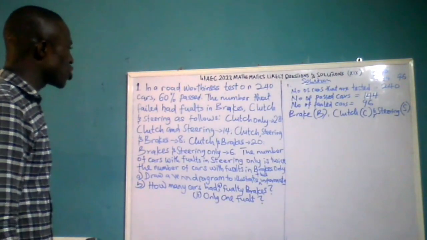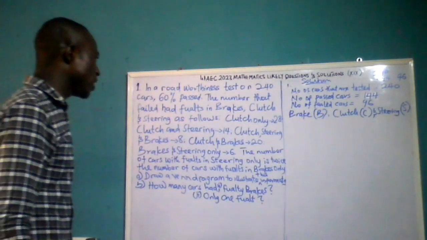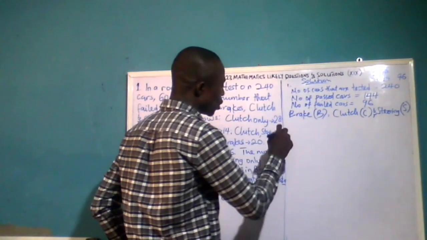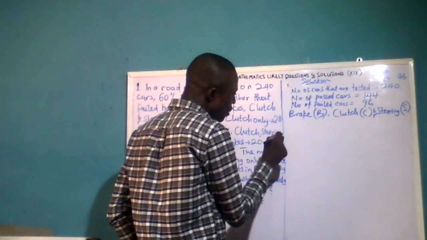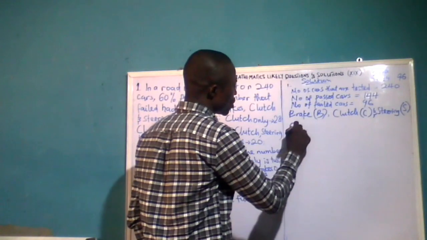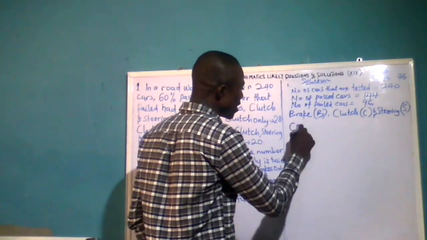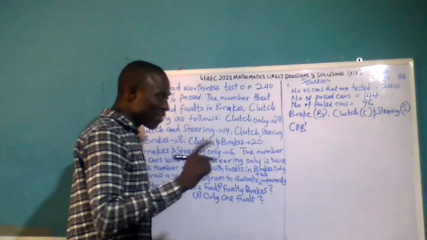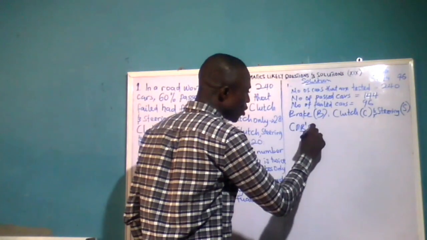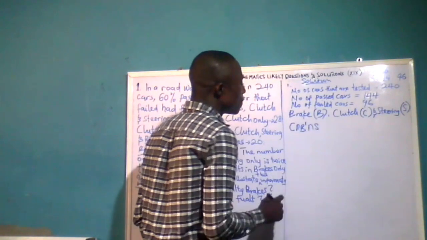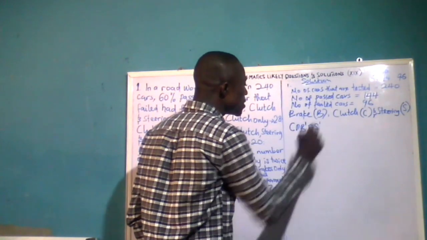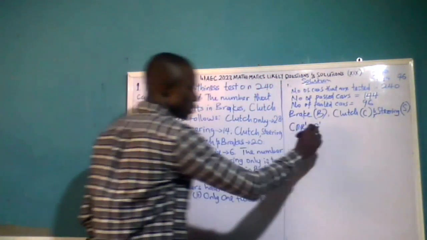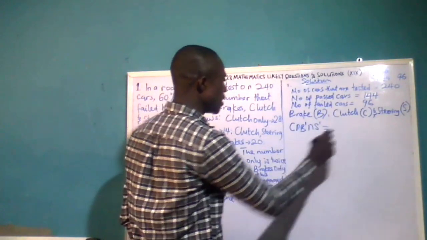We are told that the ones that have fault in clutch only are 28 in number. Clutch only does mean clutch intersection, no fault in brake, which means brake complement. Take note, brake complement intersection, no fault in steering, that is steering complement, is given as 28.